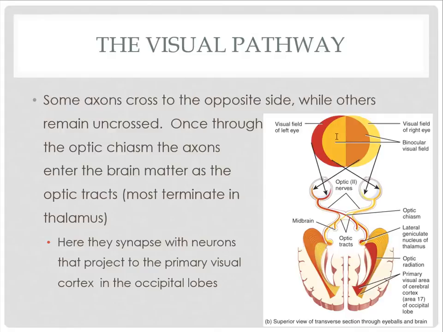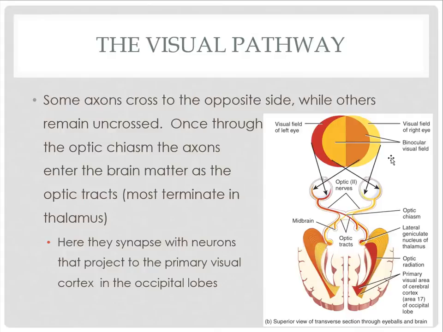Now let's take a look at the image on the right. Here we can see the left brain and the right brain, and we can see partial crossing over taking place on the optic chiasm. Here we see our left eye and our right eye, and things that are seen in the visual field of the left eye and the visual field of the right eye, giving us binocular vision.